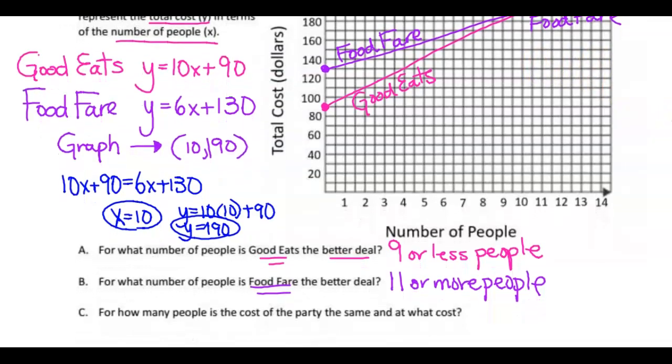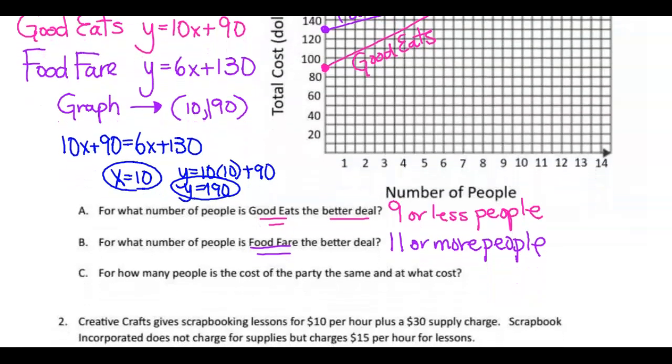And then the last question says, for how many people is the cost of the party the same and at what cost? So it's 10 people, both charge $190. And that was the first example. Let's go down to the one on the bottom.